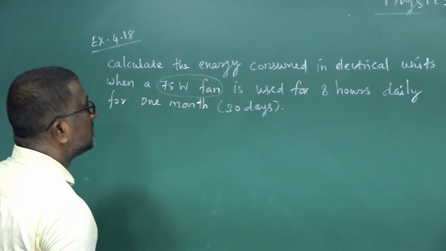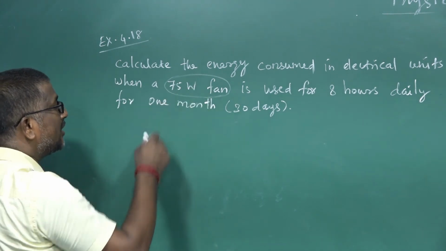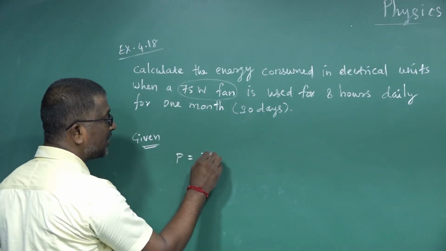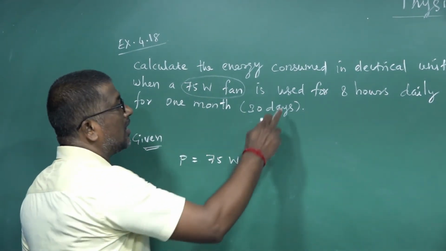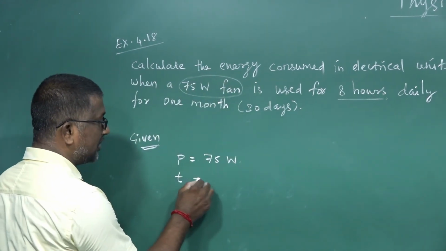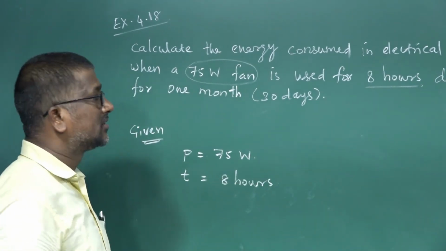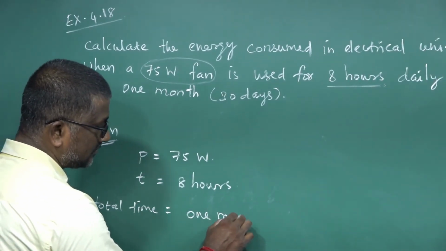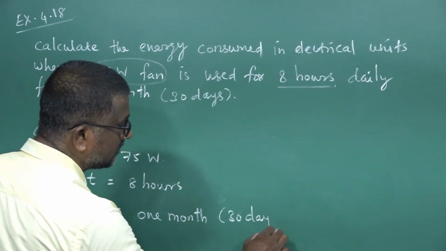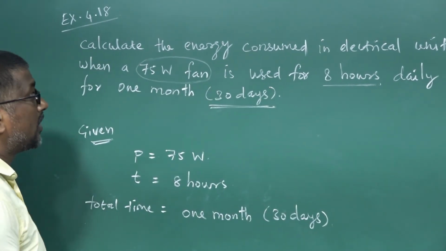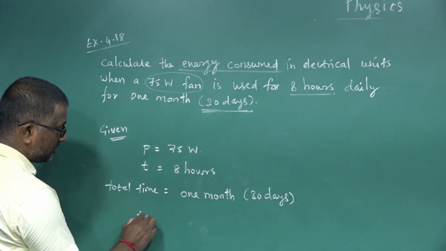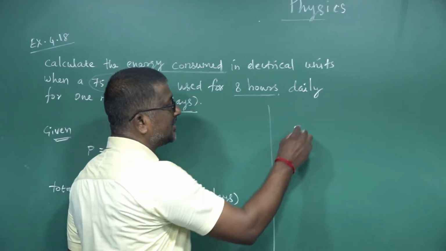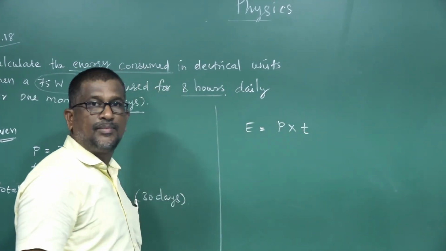So now first we need to list out the given values in this question. Power value is given, that is 75 watt. And time t is equal to 8 hours. And total time is 1 month, that is 30 days. What we want to find out? Energy consumed. That means electrical energy consumed. What is the formula for energy? Energy is equal to power into time taken.